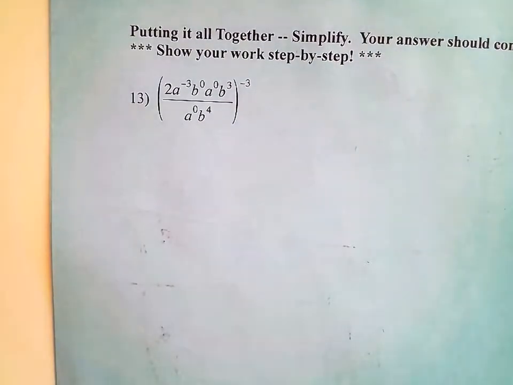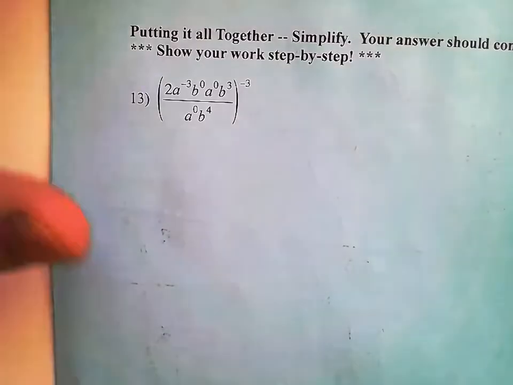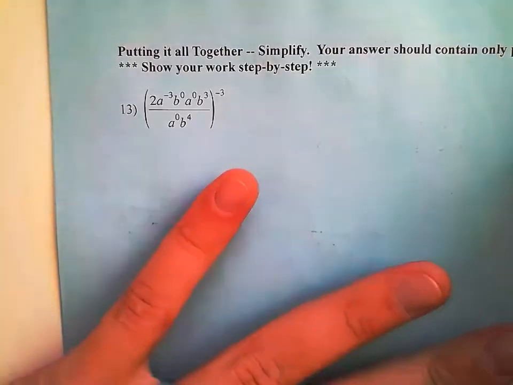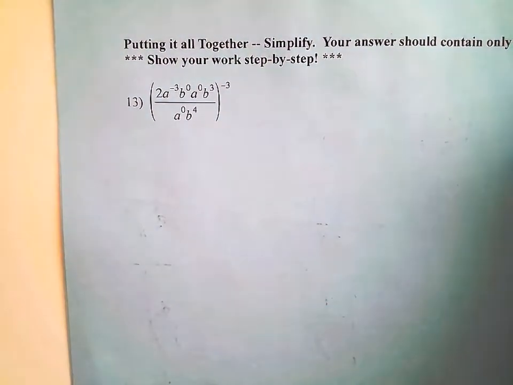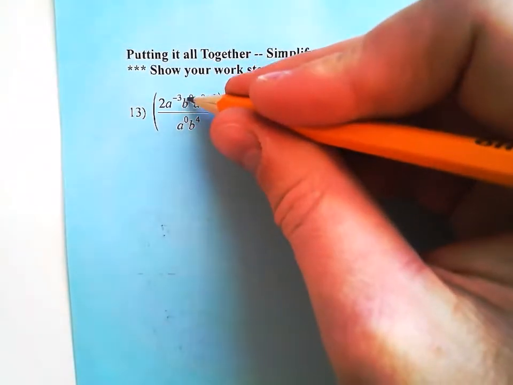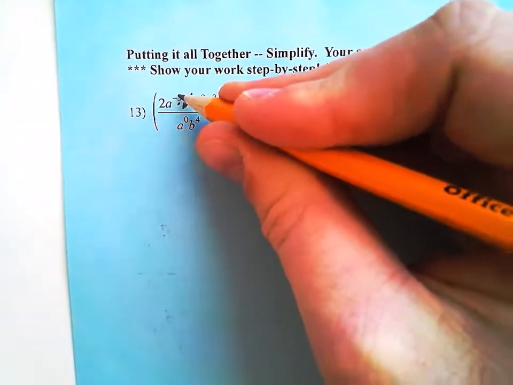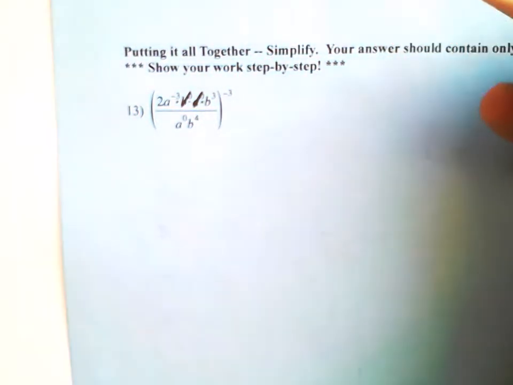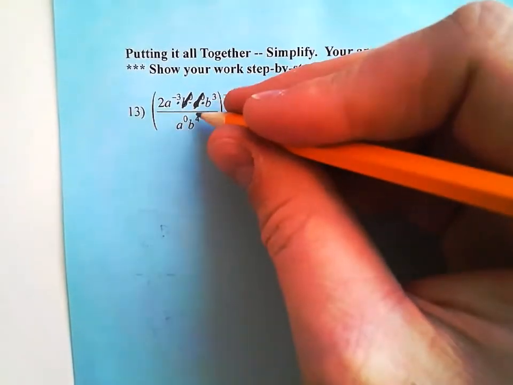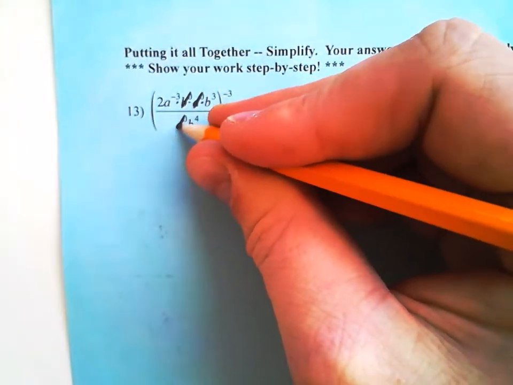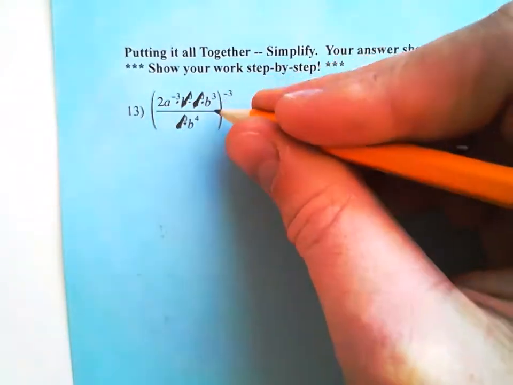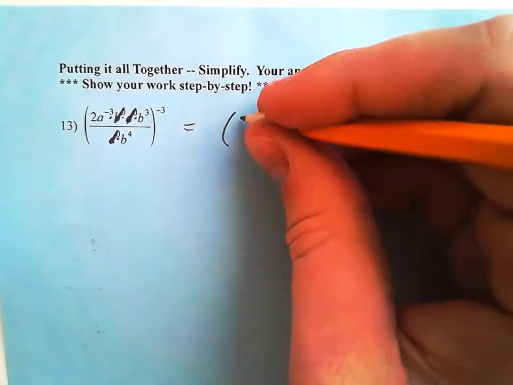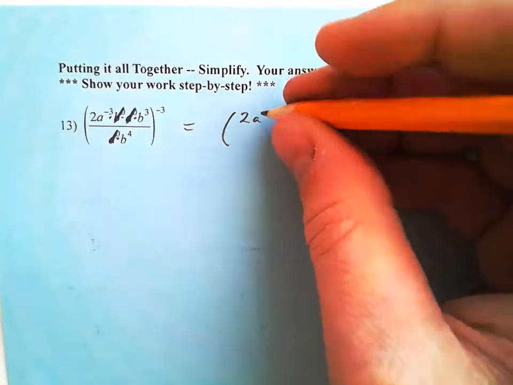Okay. There's several ways you could do this depending on what order you do the steps. So I am not going to try to show all of them, but I'll show you one way to do it. So b to the 0 is 1. So it's 2 times a to the negative 3 times 1 times b cubed, all over 1 times b to the fourth. And that whole thing to the negative 3. So really it simplifies quite a bit right away if you are paying attention.